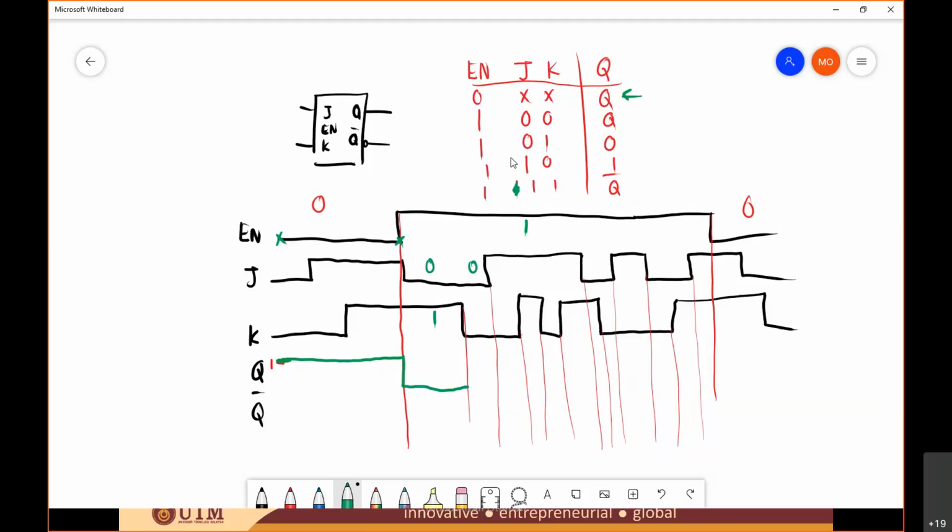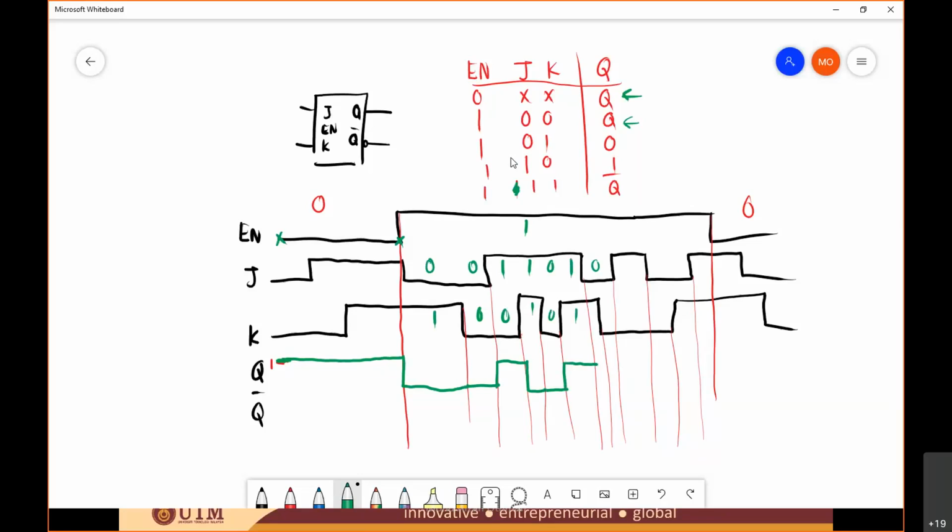And then this is 00. 00 tak berubah, no change. 10, apa yang berlaku bila 10? You're going to set. 11, what happen bila 11? Dia akan jadi toggle. So sekarang ni Q is 1, so dia akan jadi automatic jadi 0 lah. Bila 00 tak berubah, follow previous Q. And this one here is 11. What happen bila 11? Dia akan toggle sekali lagi, daripada 0 jadi 1.